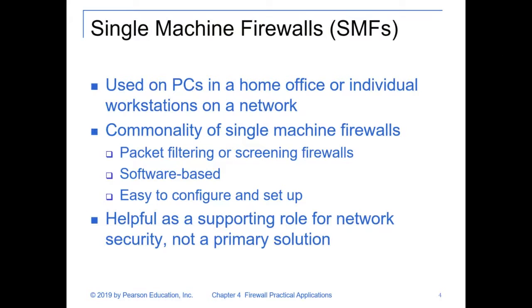The first type of firewall we're going to look at is a single machine firewall. This is a firewall solution that's running on an individual PC. Now, these single machine firewalls are going to have many things in common, such as packet filtering or screening firewalls. They are software-based. They're easy to configure and set up. And they're helpful as a supporting role for network security, but they're not a primary solution. Remember, these are for the individual machines, not for your network.